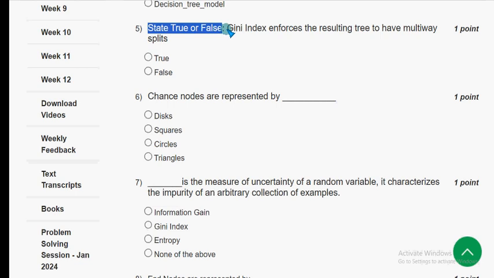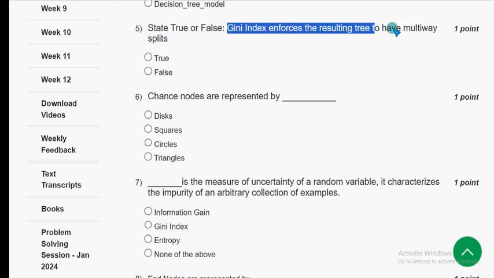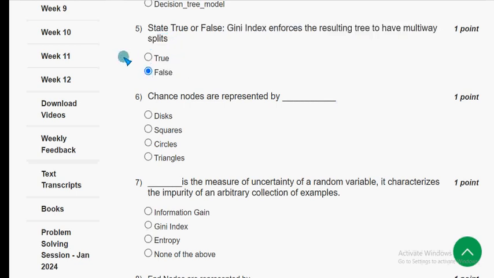State true or false. Gini index enforces the resulting tree to have multi-way splits. So for fifth question, it should be false, guys. Next, sixth one.